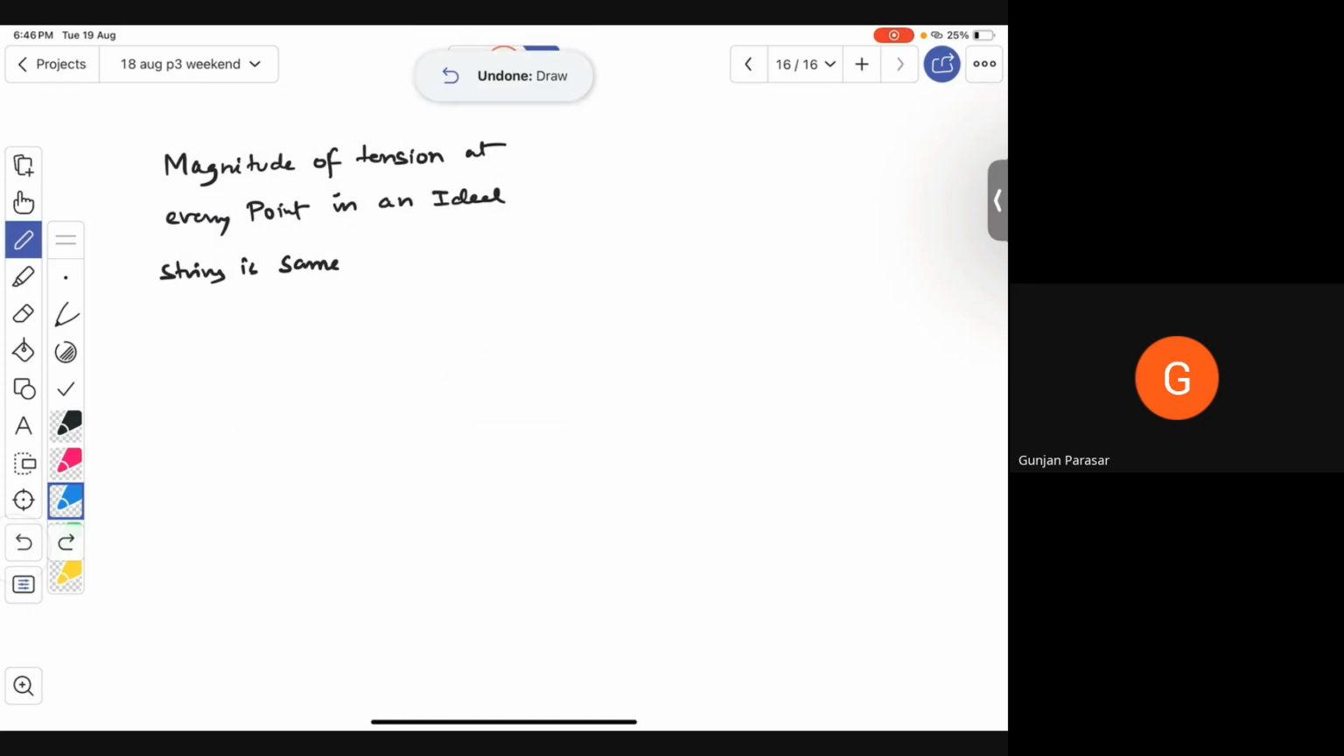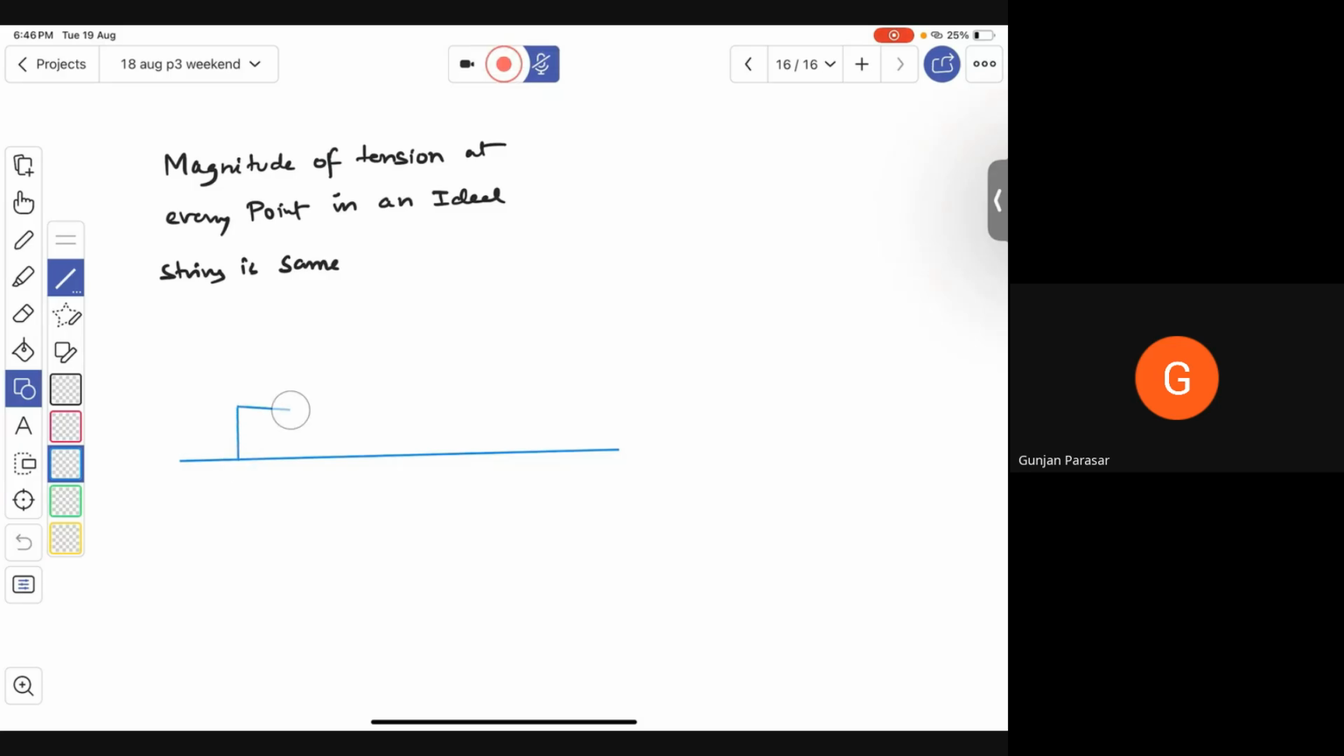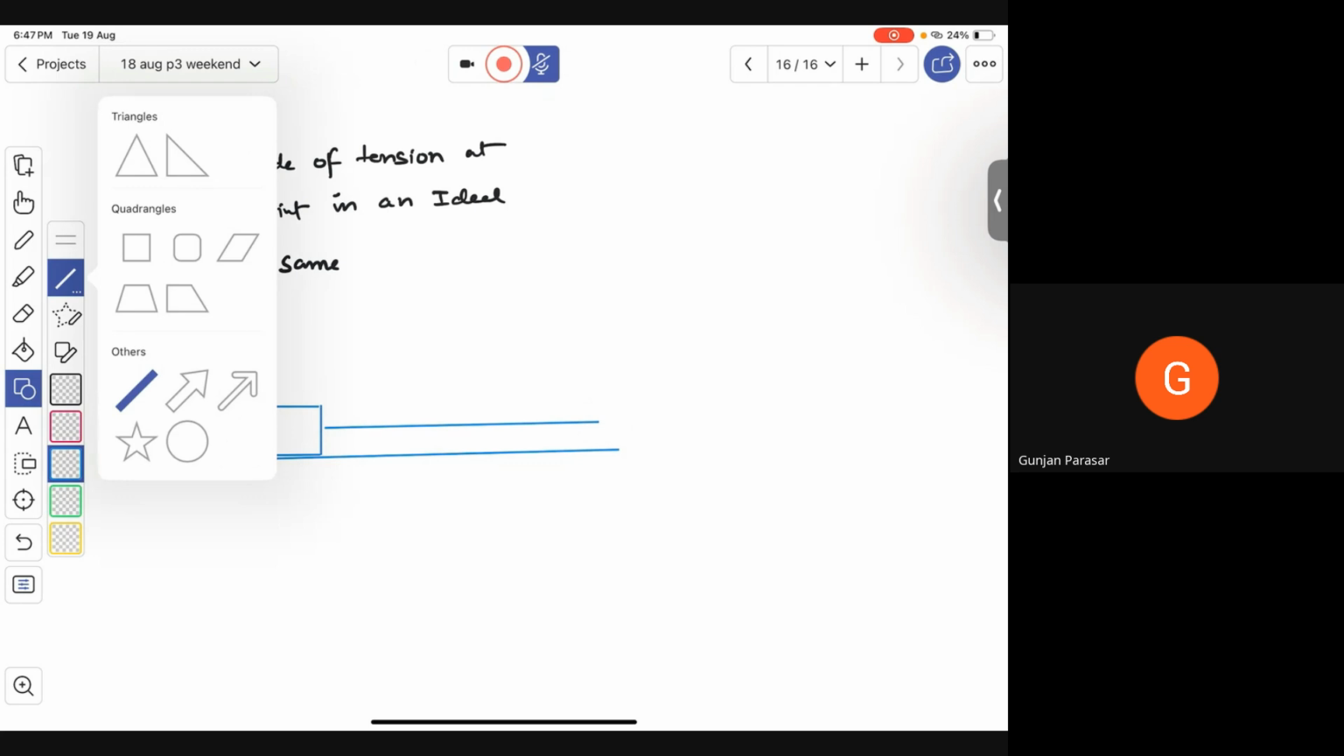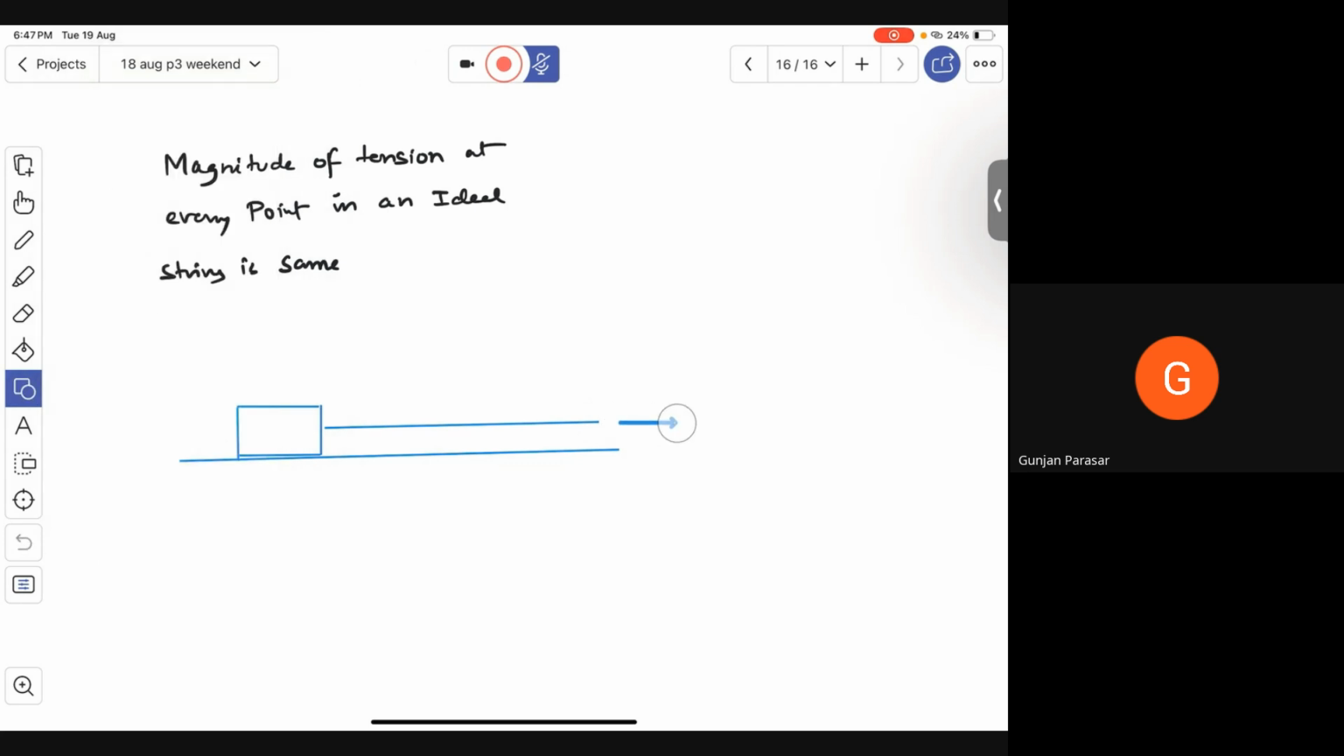Suppose I have a block which is kept on a smooth horizontal surface and it is being dragged on that surface with the help of an ideal string by pulling one end with force F. Suppose this is the end A where I'm pulling it, and this is some point B, and this is some point C.